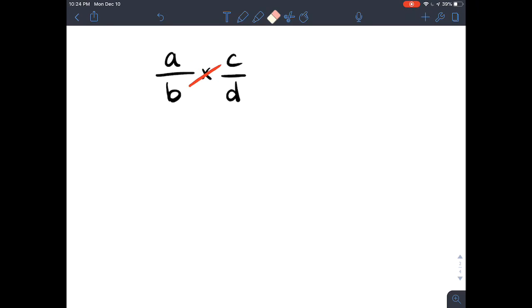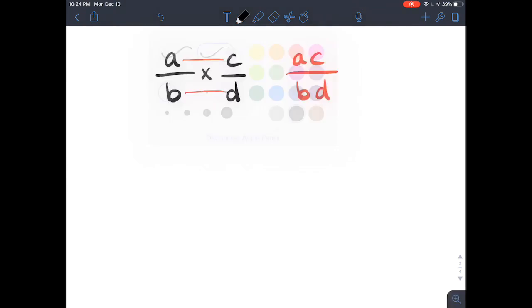It's really not that complicated. When you have fractions and you multiply them, you multiply the numerators and then you multiply the denominators. The answer is AC over BD. This is all sort of abstract in terms of variables, so let's see it with an example. Something like 3 over 4 times 5 over 7.